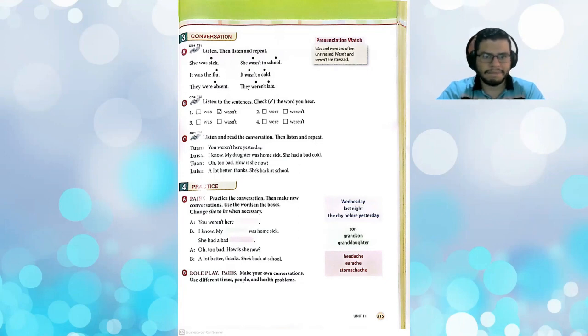Page 215. Conversation. Exercise B. 1, Marie wasn't here yesterday morning. Wasn't. 2, The students weren't in class. Weren't. 3, The teacher was absent. The teacher was absent. 4, We weren't at work. What's the next one? Weren't. Yeah? Weren't.